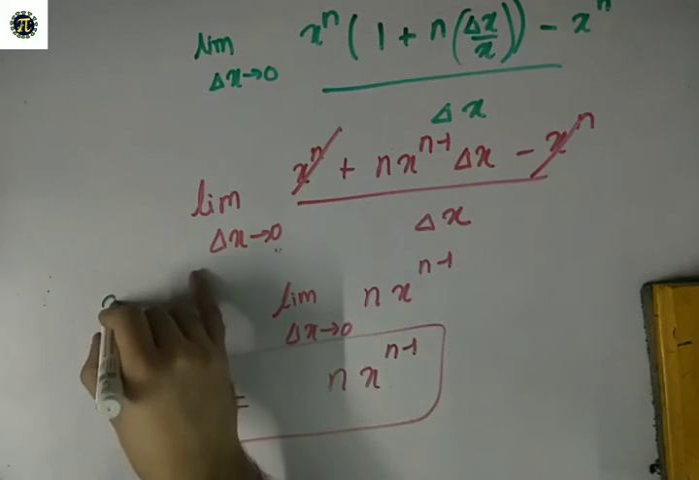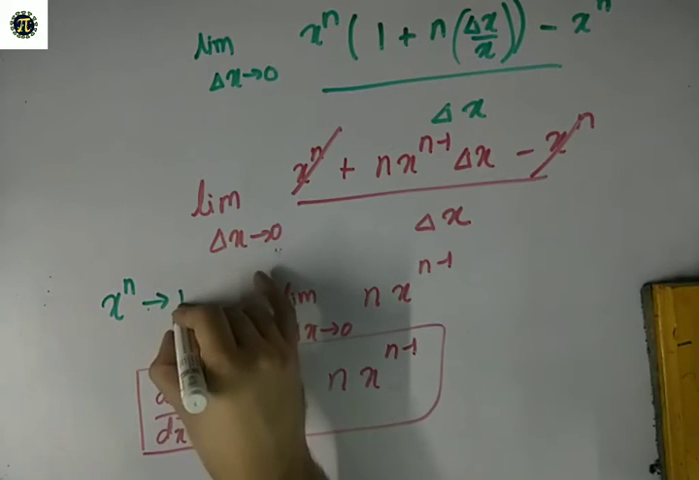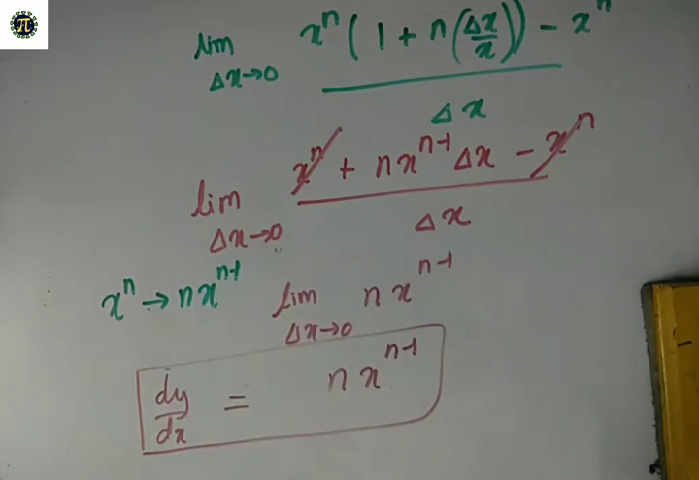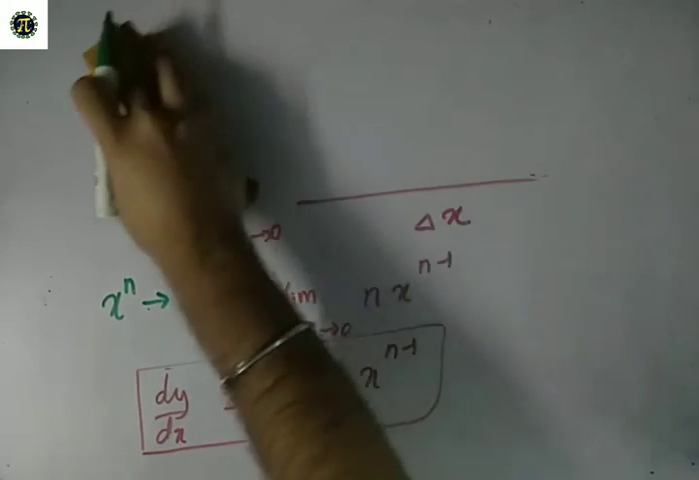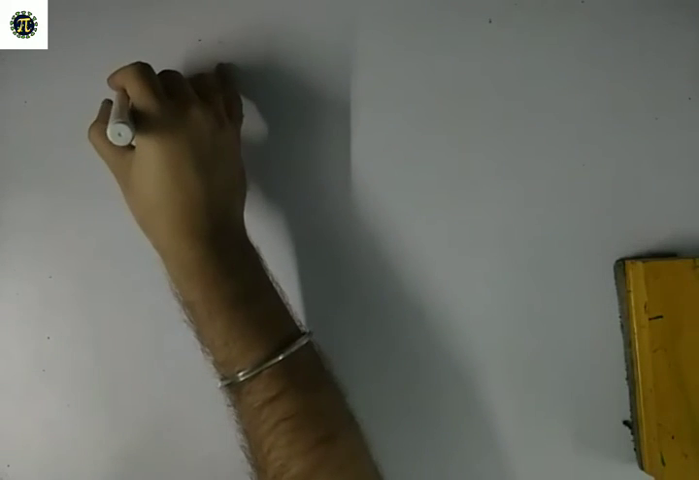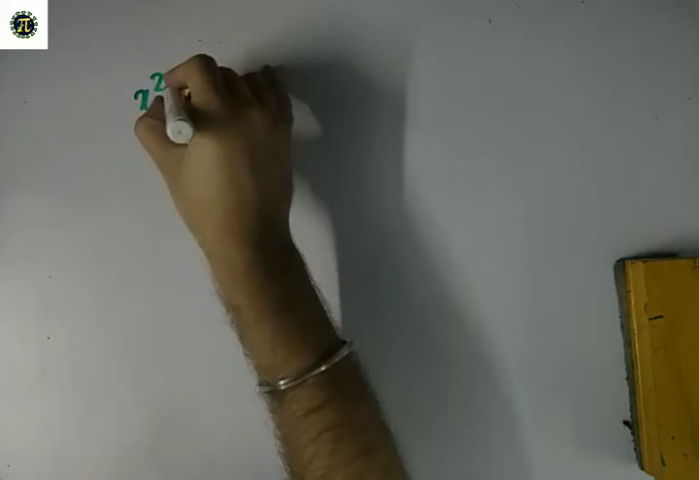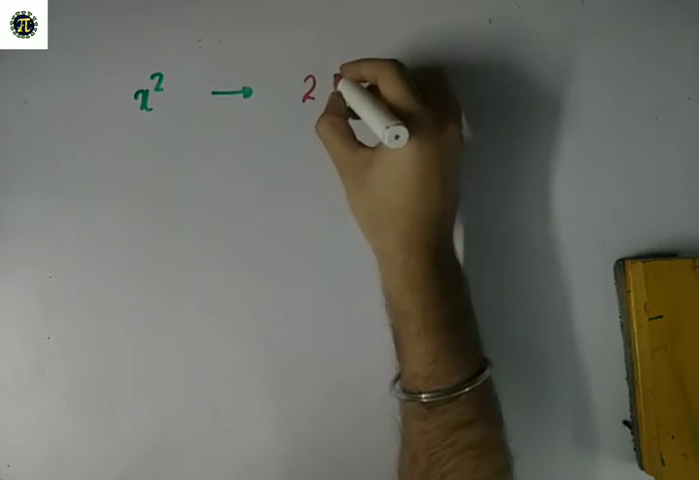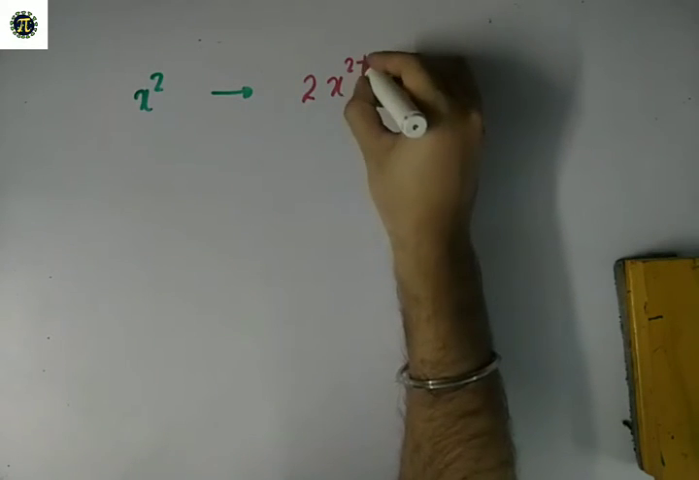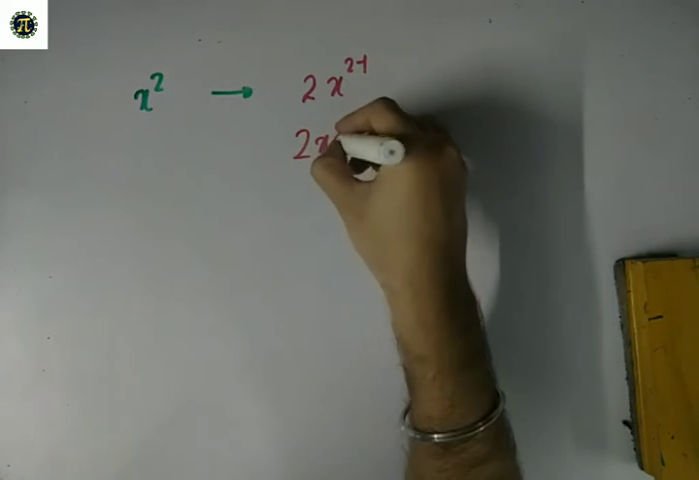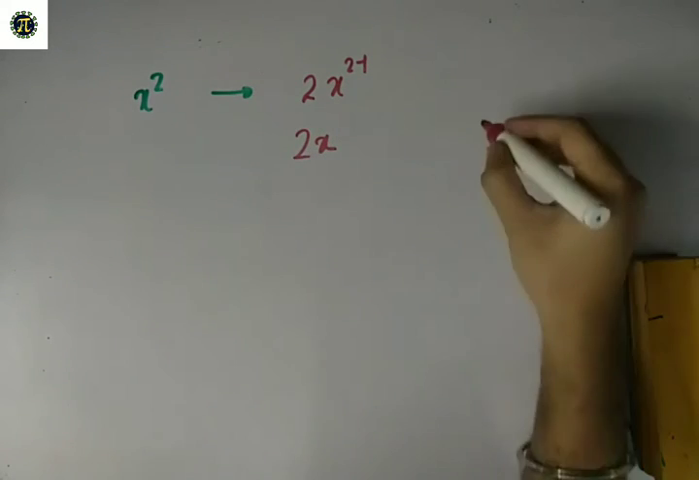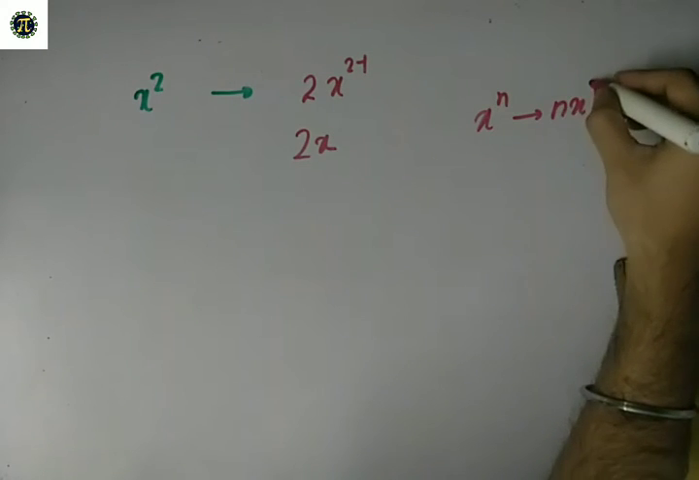So we have just learned that for x to the power n, the differentiation is n times x to the power n minus 1. So let's learn some uses for this, and see how we can use it for different powers. For now, let's say we want to differentiate x square. It is very easy. We write 2 outside and x to the power 2 minus 1, and that is equal to twice x to the power 1.